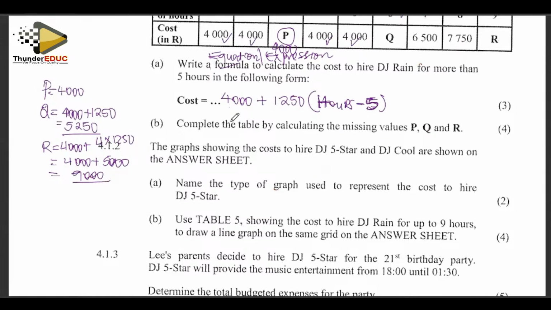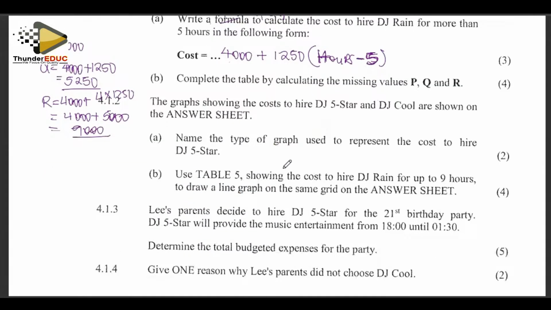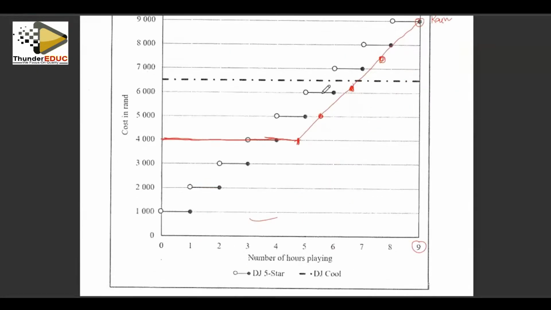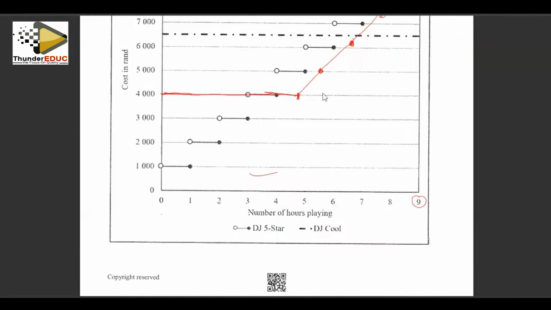Next, it says: name the type of graph used to represent the cost of hire for DJ 5 Star. Which one is it? We need to have a key. DJ 5 Star is this one that has 0 and it ends with a dot. This kind of graph is called a step function. It's used when we are looking at water tariffs or electricity tariffs.